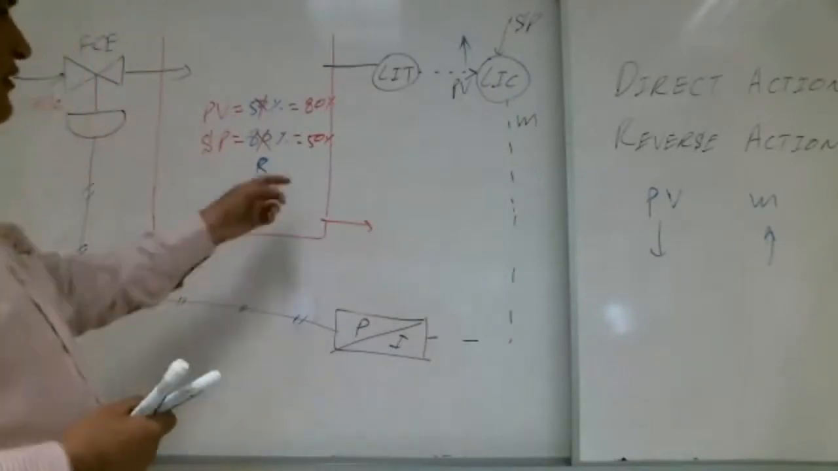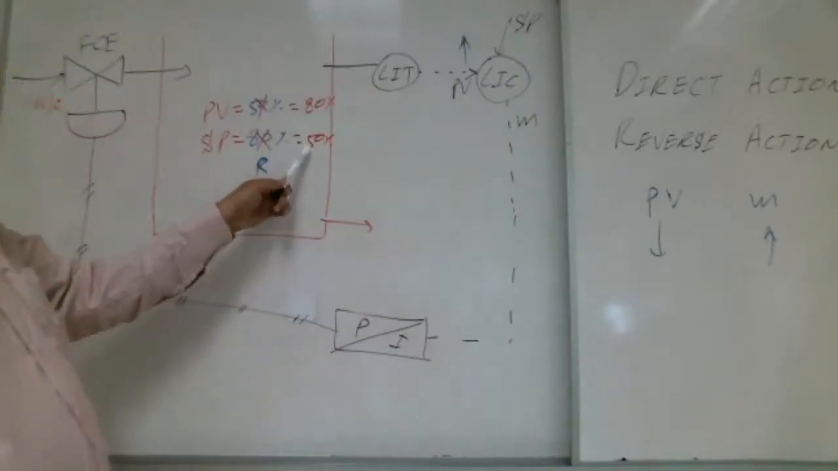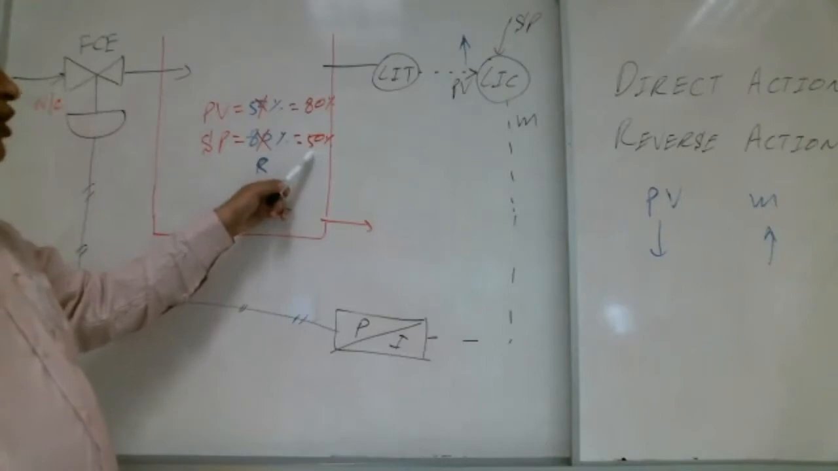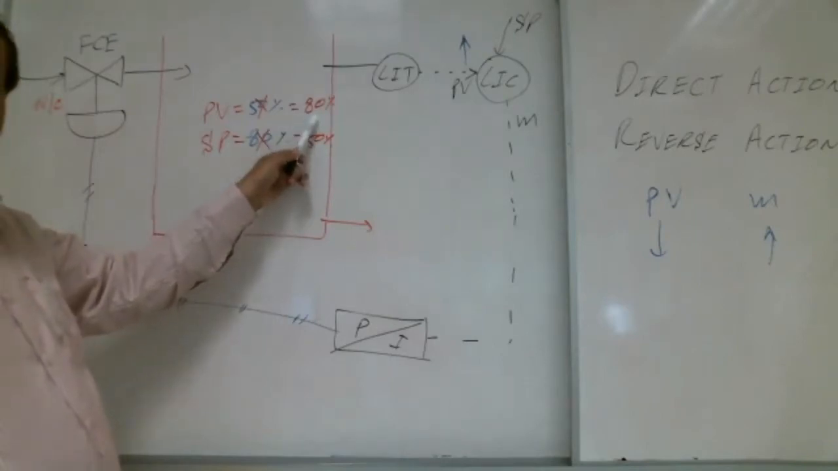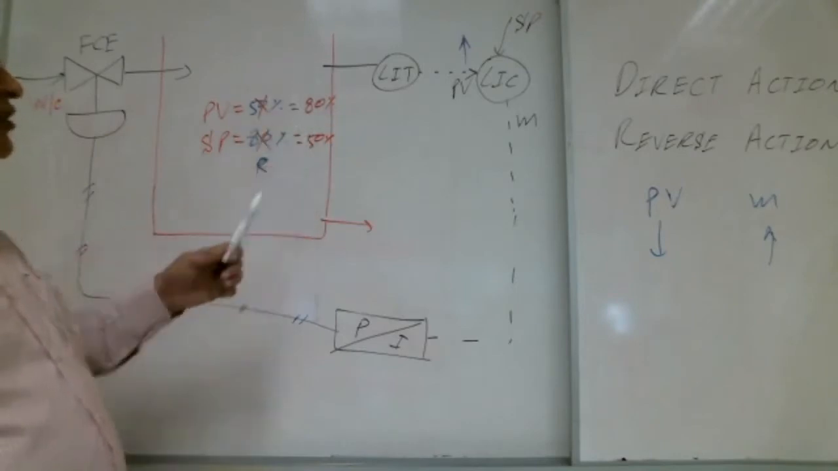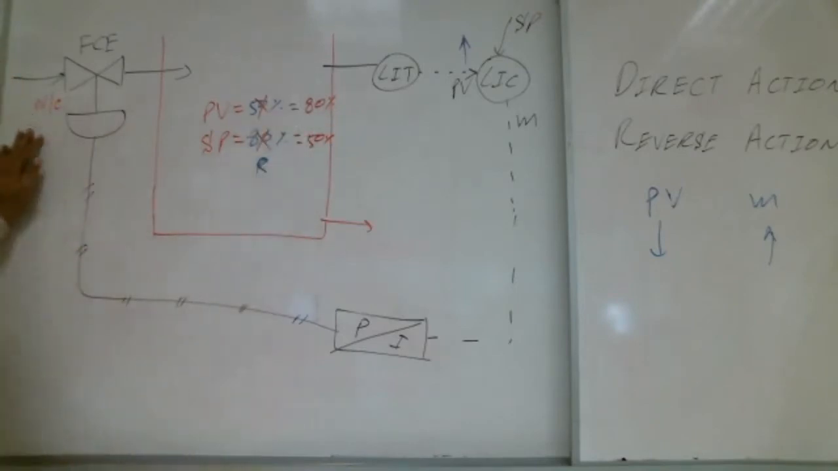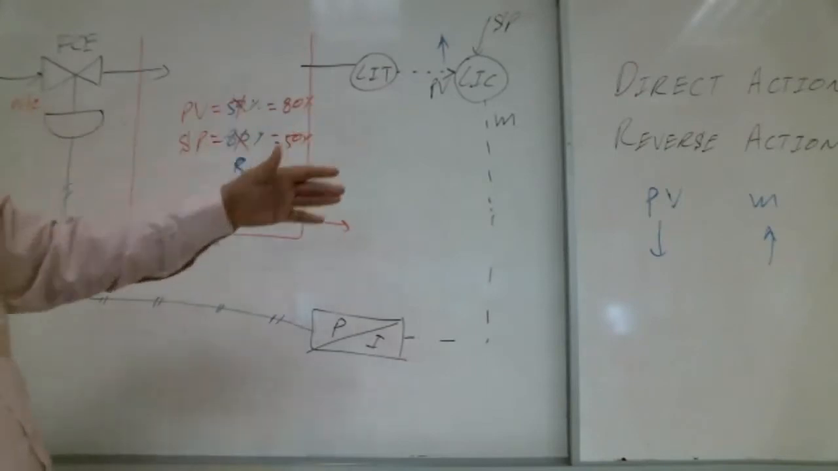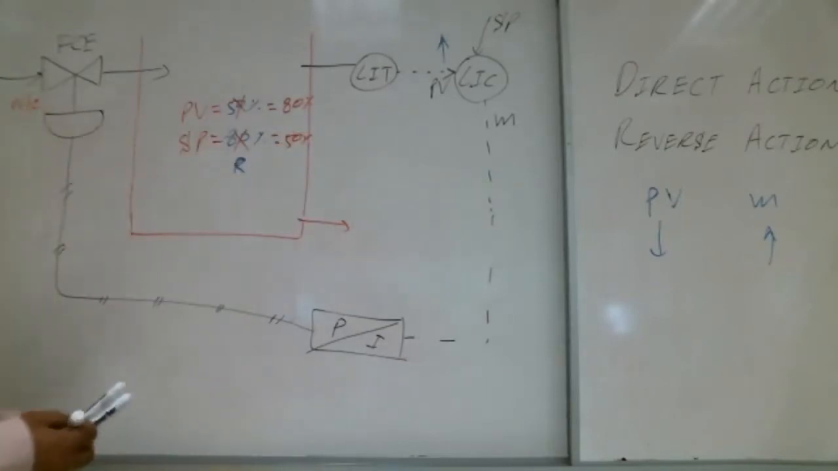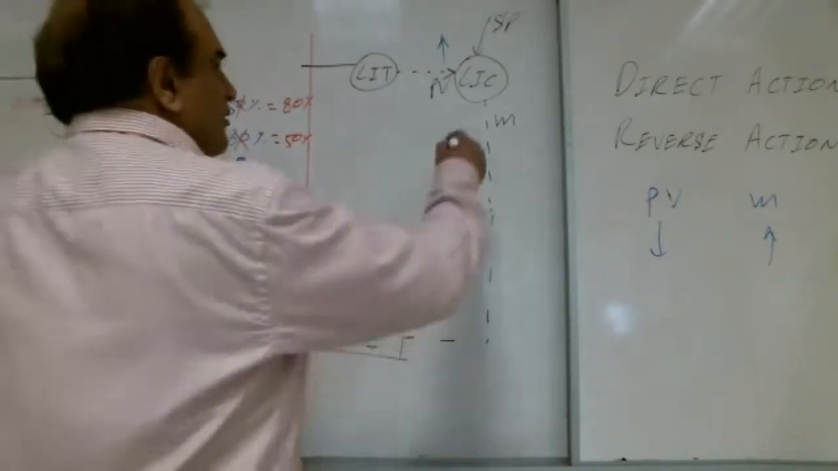What do we want? We want to make it 50%. How much is it right now? 80. So we want to decrease it. So we need to open the valve more or close more? Close more. This is the normally closed valve. So should we decrease the signal or increase the signal? Decrease. Very good.